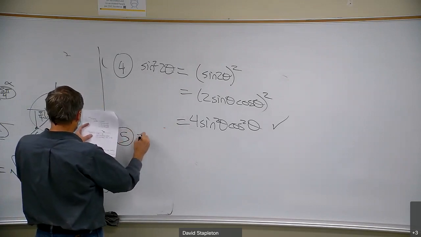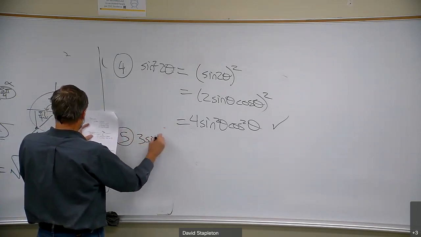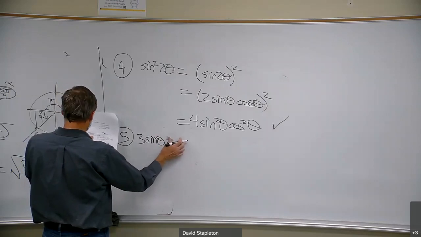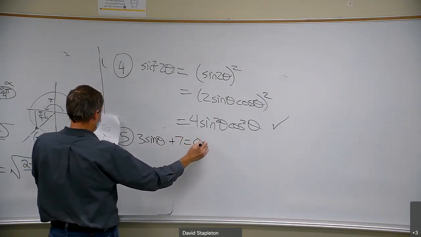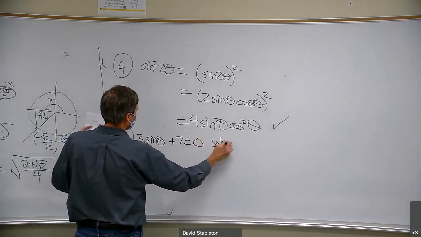Here's this one. I was pleased on this one. Pretty much everybody got it. Sine theta minus 7 plus 7 equals 0. And I said solve for theta in 0 to 2 pi.